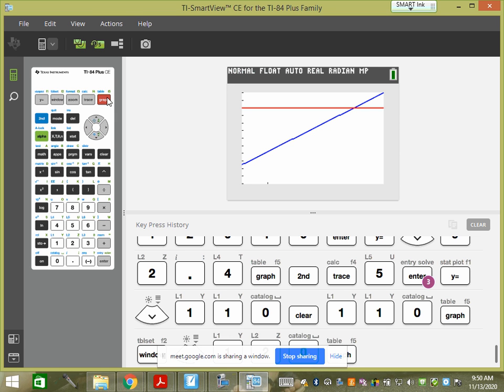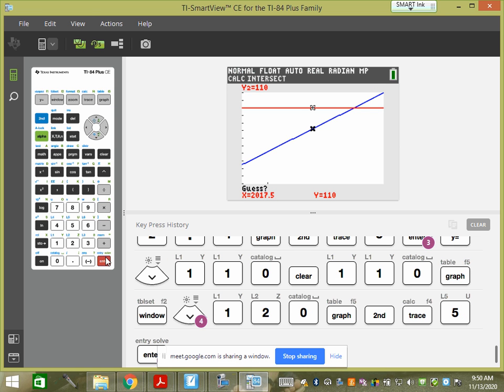Yes. If you can't see where they intersect, if the line exists but they don't cross, you might have to make your X max bigger to get them to cross. You might see both lines, but they don't actually cross. So we go second, trace, 5, enter, enter, enter, and in the year 2034, I would get to 110. Okay?